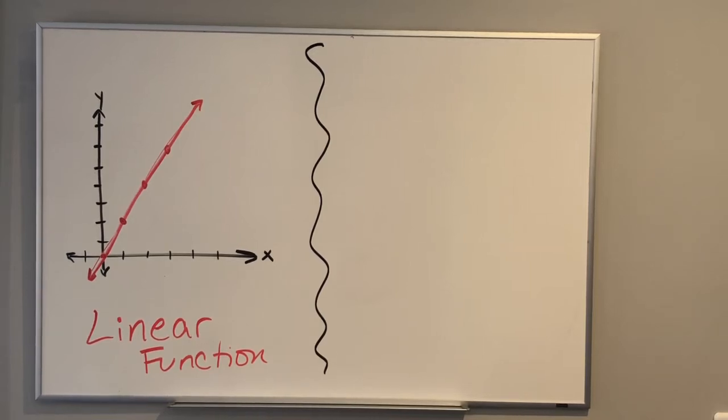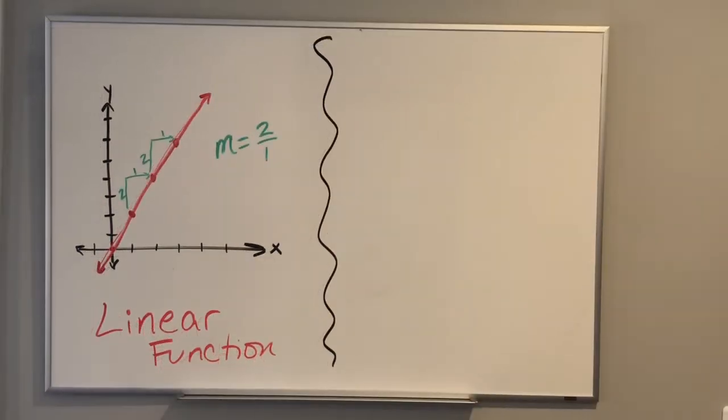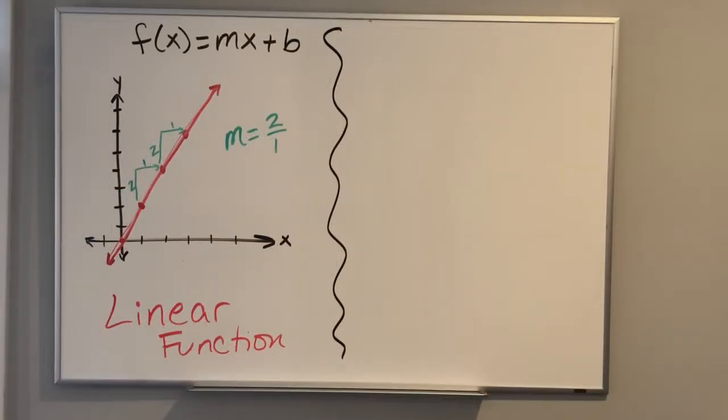A linear function always has a constant rate of change and will always be graphed as a straight line. Our constant rate of change is called our slope. In this graph, we have a slope of 2/1, meaning every time we plot a new point, we will go up 2 and to the right 1. The equation of a linear function will always look like f of x equals mx plus b, where we have our slope, our rate of change, and our y-intercept.